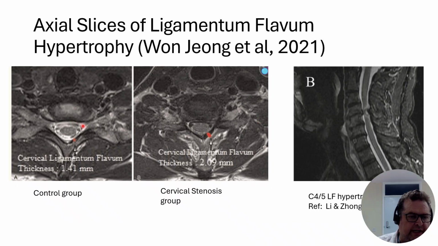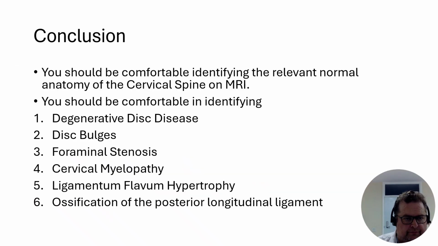You also look on the axial slices, so you can see a normal ligamentum flavum, and then you can see clearly a thicker one, which will then start to cause narrowing and can affect the actual cord itself.